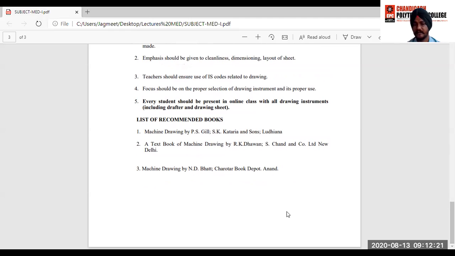First is Mechanical Engineering Drawing by P.S. Gill, S.K. Kataria. Then a textbook of machine drawing by R.K. Dhawan. Then machine drawing by N.D. Bhatt. These 3 books are very important during the course. So you have to complete your drawing sheets with the help of these 3 books.